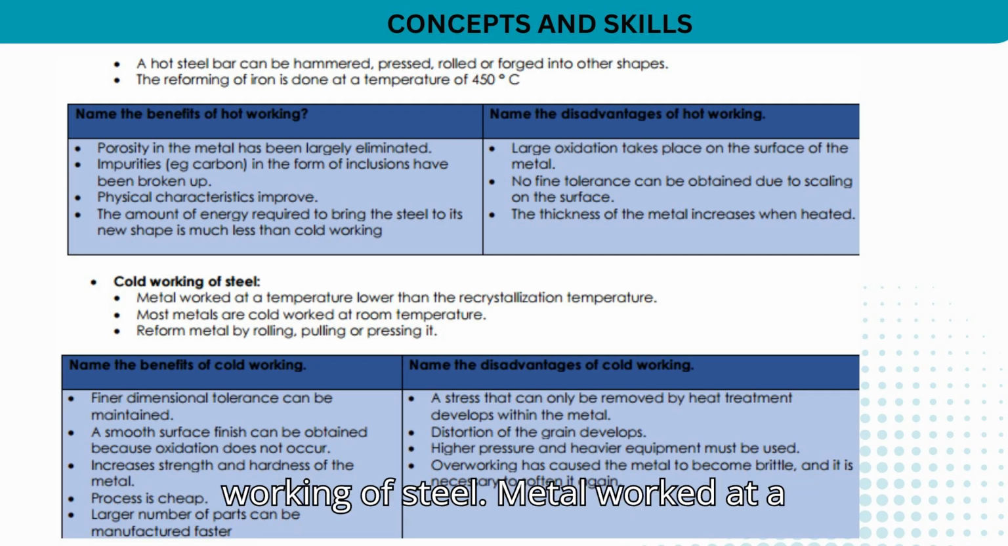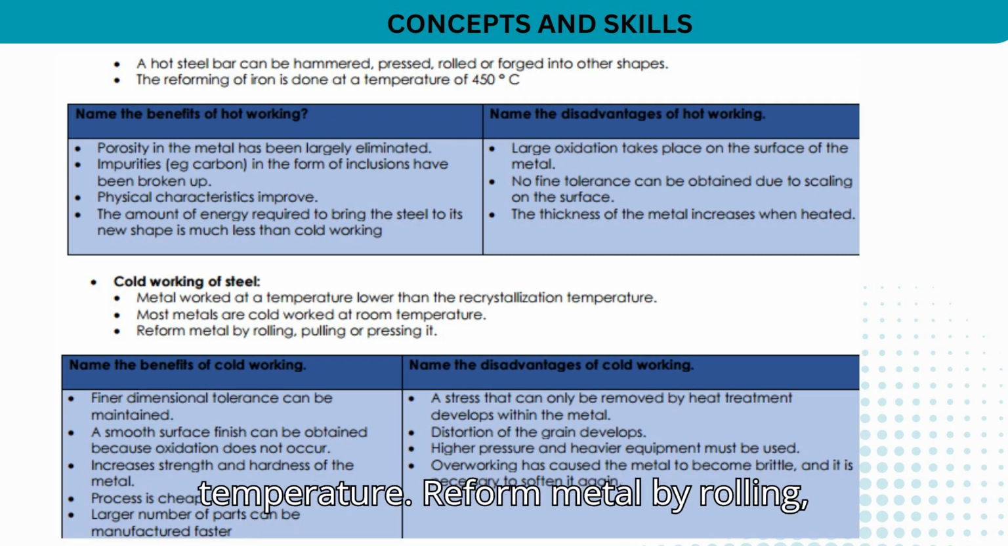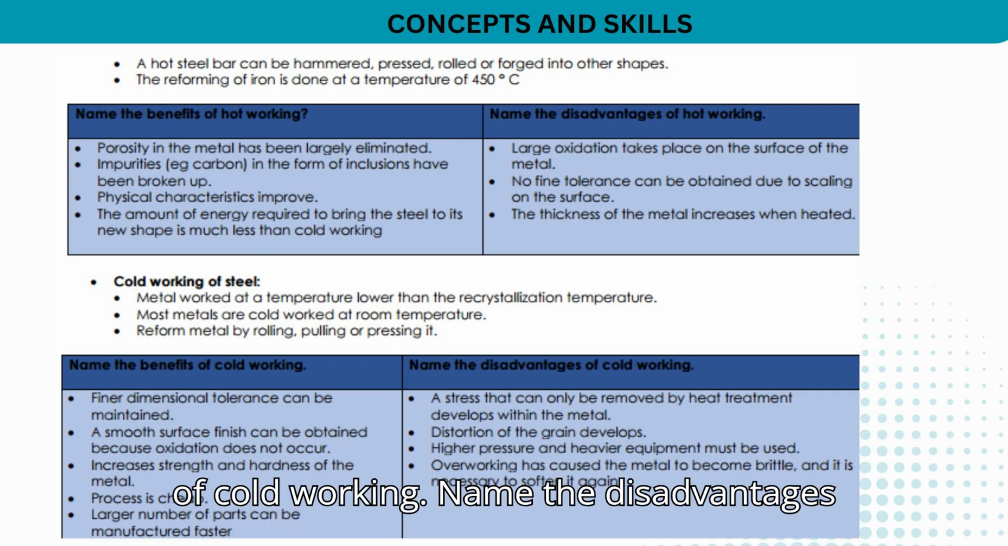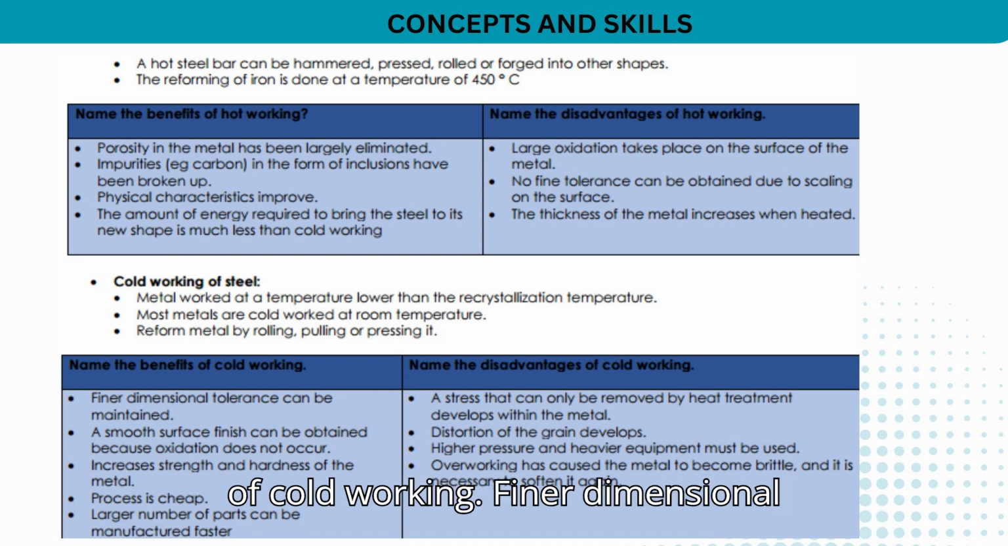Cold working of steel: metal worked at a temperature lower than the recrystallization temperature. Most metals are cold worked at room temperature. Reform metal by rolling, pulling or pressing it. Name the benefits of cold working. Name the disadvantages of cold working.